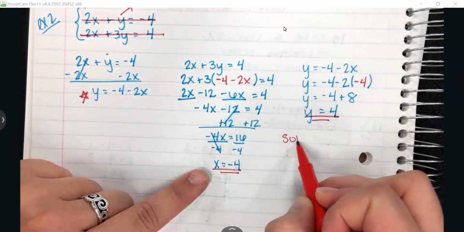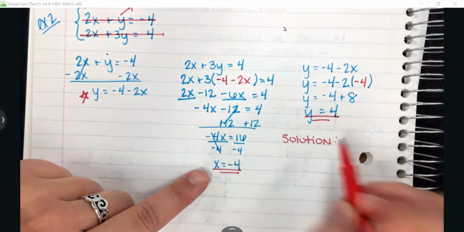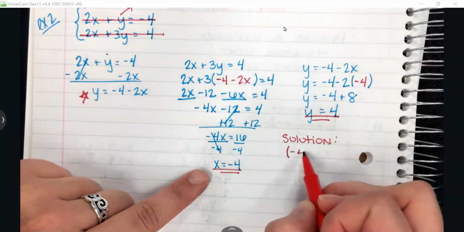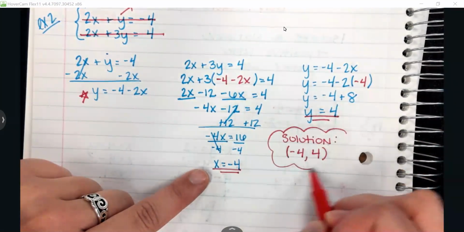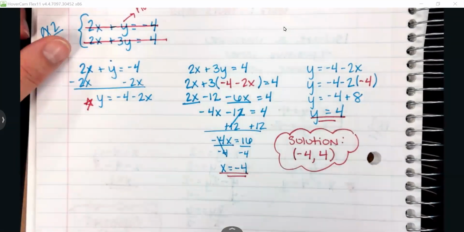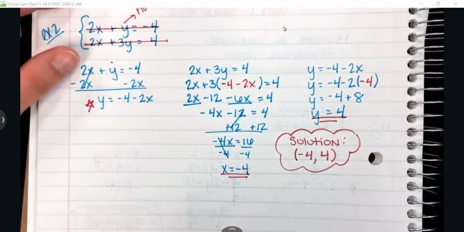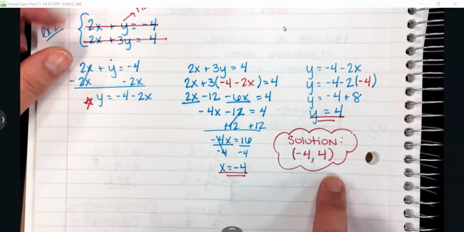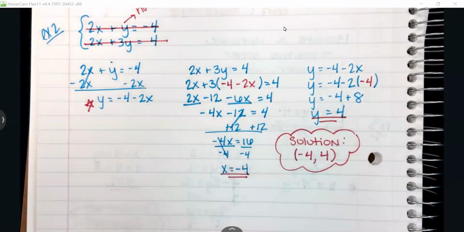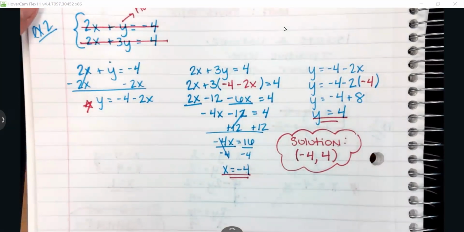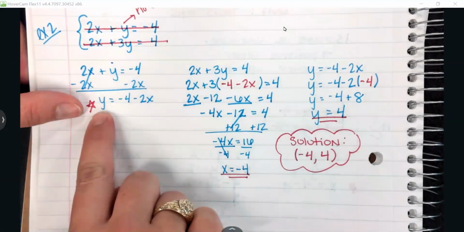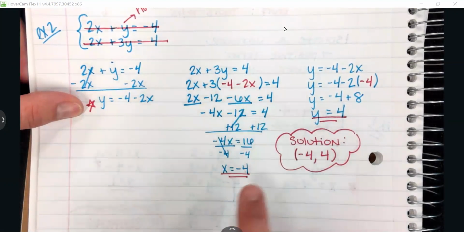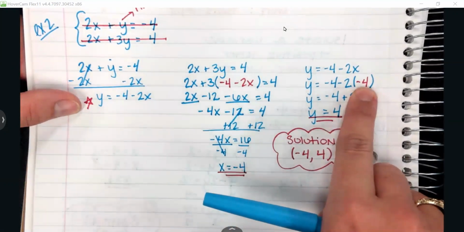How do I write my solution? It's an ordered pair, negative 4, 4. What does it mean? It means if I were to graph these lines, what would happen at negative 4, 4? That's where they intersect. It's where they cross. Okay? Questions so far? It's very, very repetitive. I find a letter, I plug that letter in.